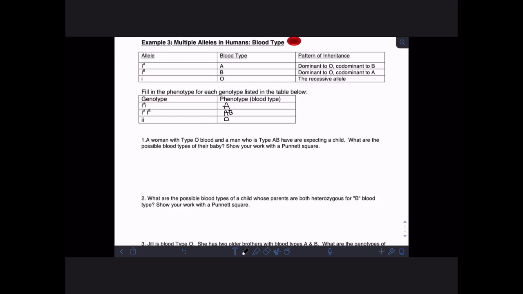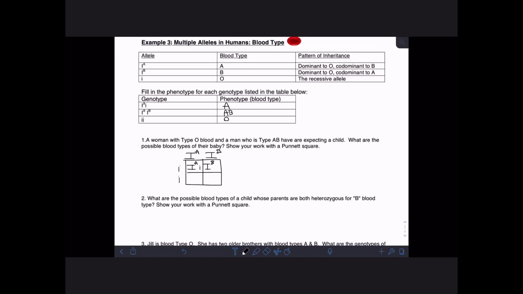Now the first problem says a woman with blood type O and a man with blood type AB are expecting a child. What are the possible blood types of their baby? Show your work in a Punnett square. So as I draw my Punnett square, I list both of the parents' genotypes, which is uppercase I, uppercase A, uppercase I, uppercase B for one of the parents, and blood type O for the other parent.